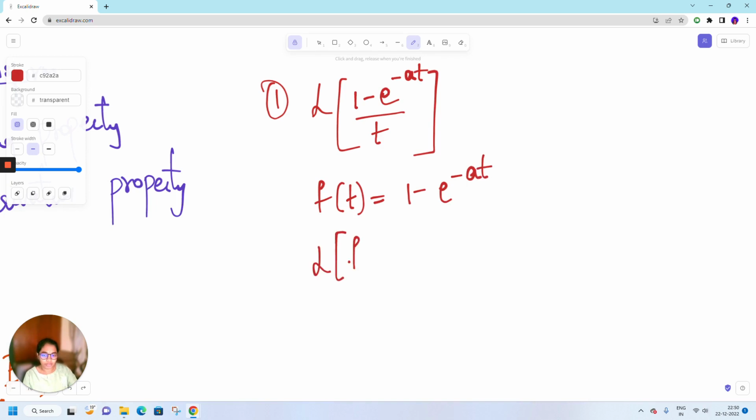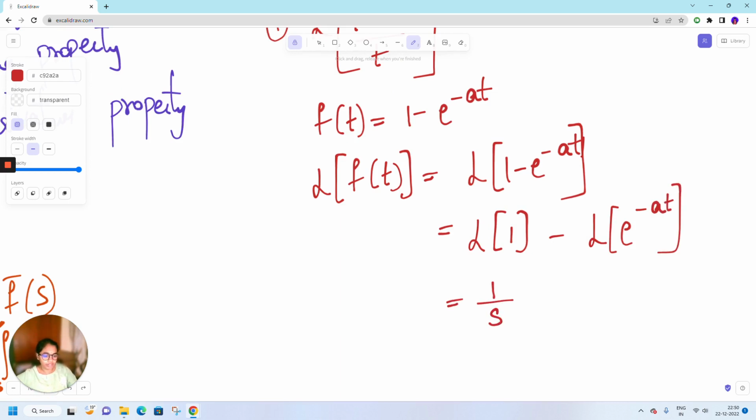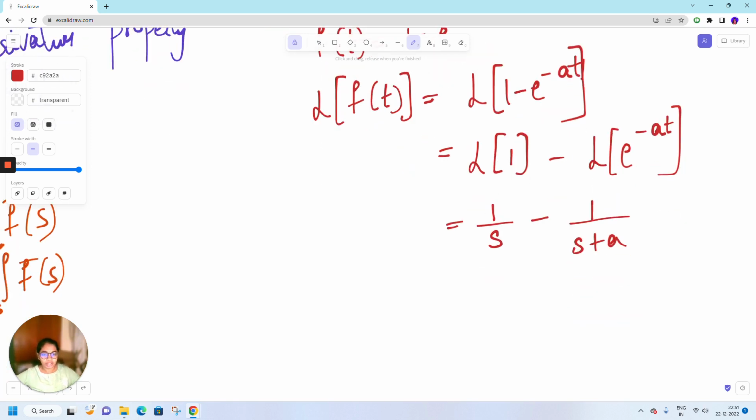What is Laplace of f of t? Laplace of f of t is Laplace of 1 minus e power minus at. What else do we do? We give Laplace to each term. What is the formula for Laplace of 1? It is 1 divided by s. What is the formula for Laplace of e power minus at? It is 1 divided by s plus a. Okay. Now, this is our f bar of s.